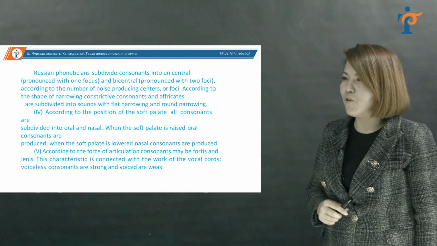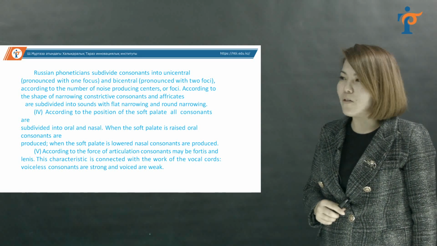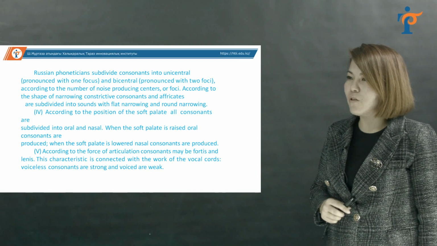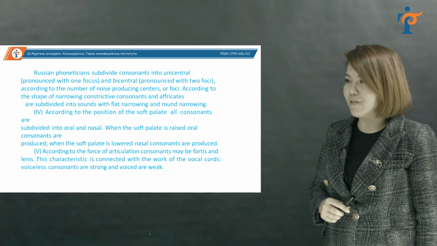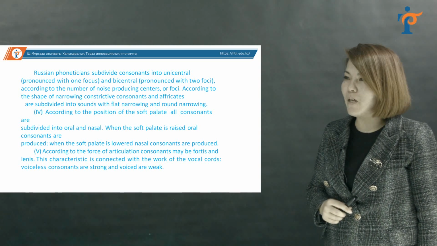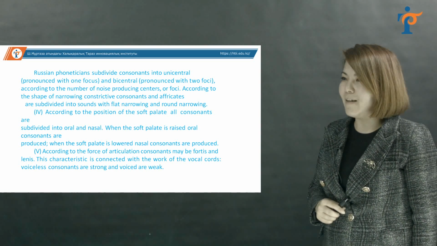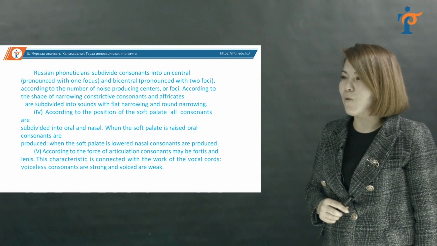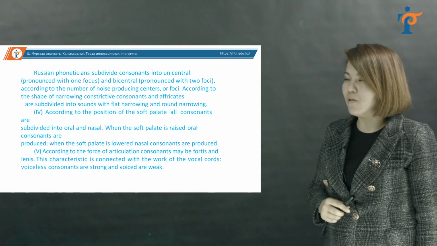According to the position of the soft palate, all consonants are subdivided into oral and nasal. When the soft palate is raised, oral consonants are produced. When the soft palate is lowered, nasal consonants are produced. According to the force of articulation, consonants may be fortis and lenis. This characteristic is connected with the work of the vocal cords. Voiceless consonants are strong and voiced are weak.